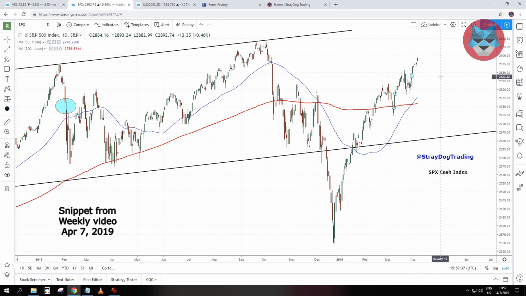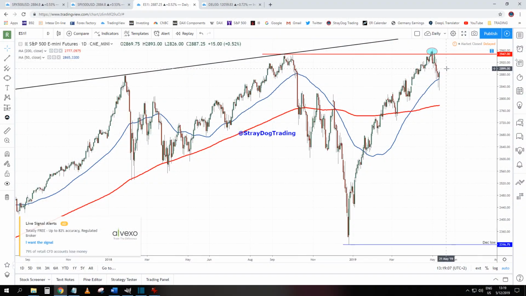That is just one of the scenarios. And in case of that scenario, those kinds of gaps, especially this one here, could be a target. And the bottom of these gaps is around 2,840 on the futures. And let's go now down to the lower time frames.